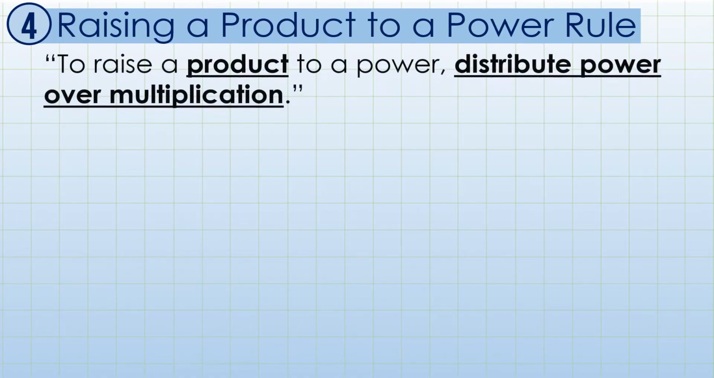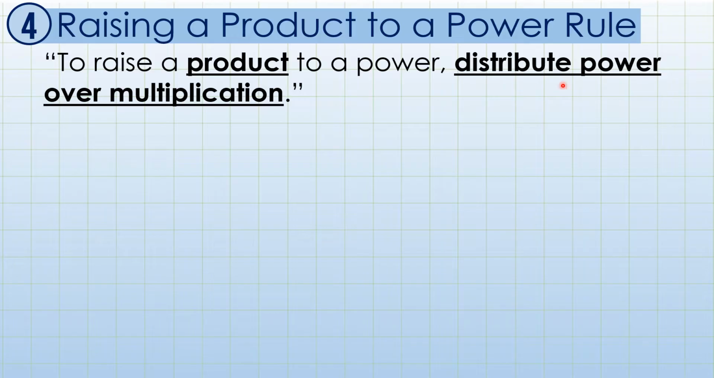Raising a product to a power rule. Paano siya ginagamit? To raise a product to a power, distribute power over multiplication. Ayan yung symbol. So parang kamukha lang siya nung kanina, yung number 3, yung raising a power to a power. Pero ang pinagkaiba nila, ito, yung nasa loob ng parentheses ay 2 or more factors. In this case, dalawa yung factors mo, A and B.